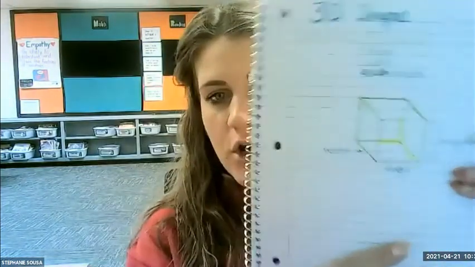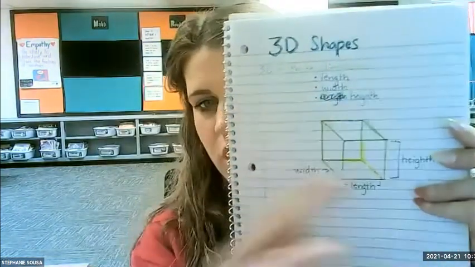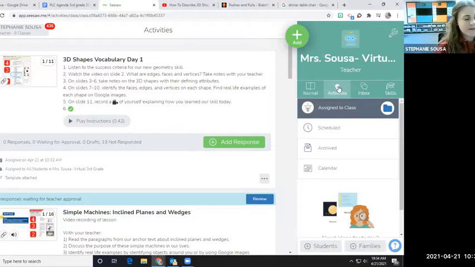So we are going to take a look at three-dimensional shapes vocabulary. We are also going to be taking some notes on that vocabulary. So your notebook with the 3D shapes that we took on Monday, make sure you have that with you because we're going to be adding to that today. First things first, your vocabulary can be found on your Seesaw activity titled 3D Shapes Vocabulary Day 1. Go ahead and hop on there for me, please.